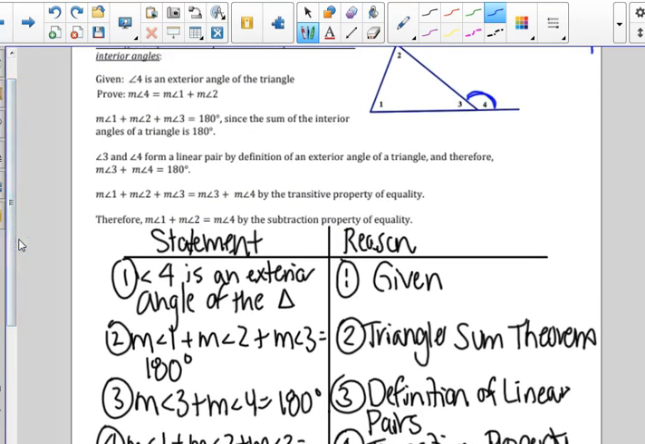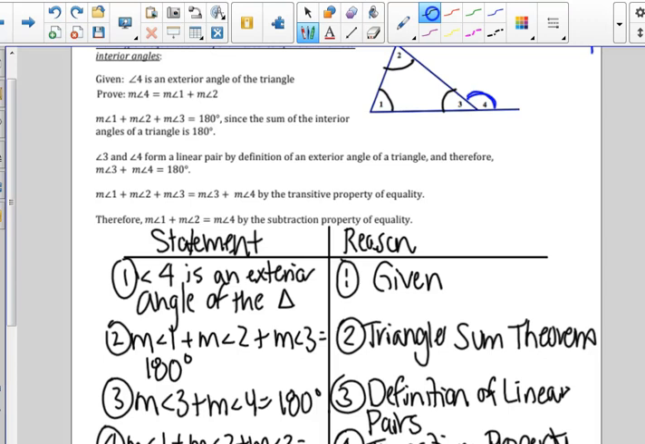So I'm going to scroll back up to the diagram. The measure of angle 1 plus angle 2 plus angle 3 equals 180 degrees. We know that because we've already concluded in this unit that the sum of the three angles in a triangle add to 180 degrees. So we wrote our reason as the triangle sum theorem, but you also may write that out in words.